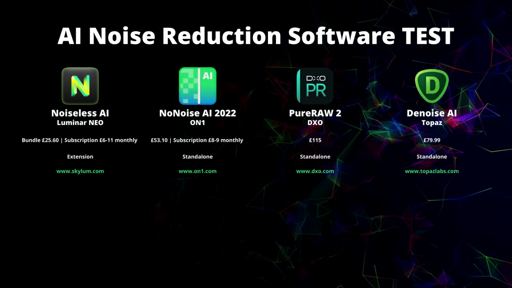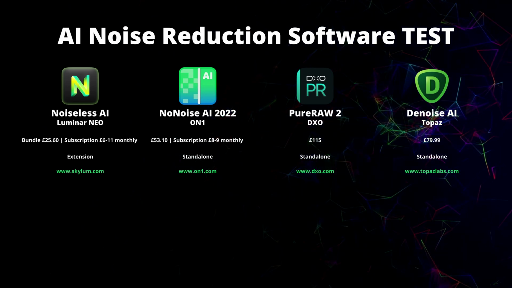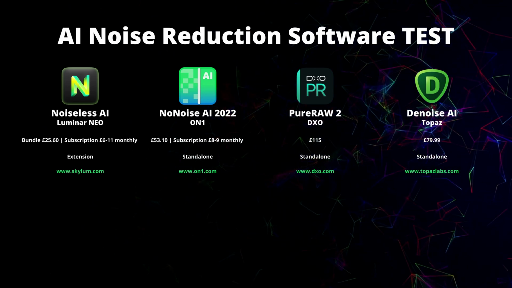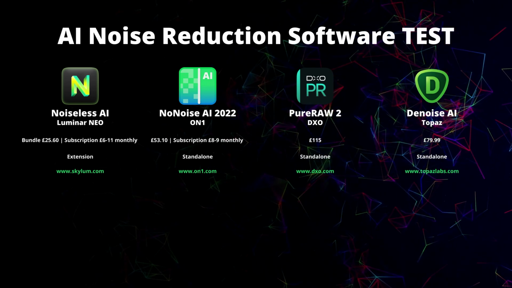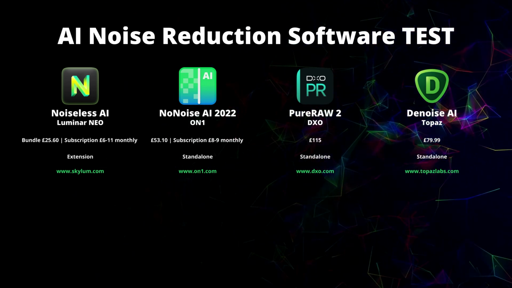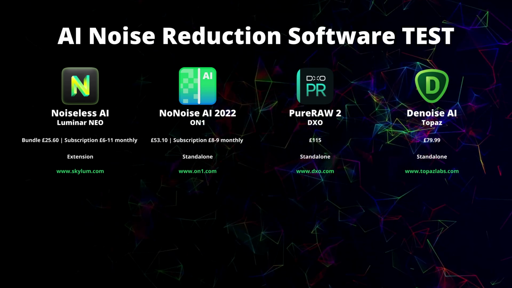Now let's have a look at the software we're going to use for this test. First of all, we're going to use the Noiseless AI extension from Luminar NEO, which you can get as a part of a bundle for $25.60 per extension, or you can also get it for free as a part of your subscription, which goes between £6 and £11 monthly.